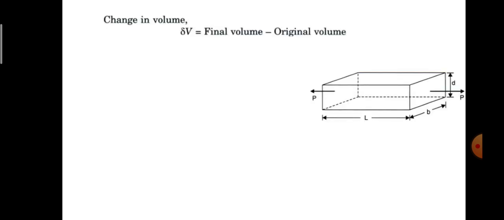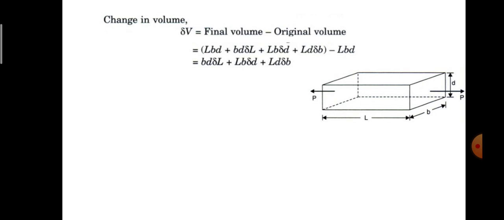So next I need to determine the change in volume. As we know, the volumetric strain is nothing but the ratio of change in volume to original volume. So the change in volume here is nothing but the final volume minus the initial or original volume. The final volume we have just found out, and the original volume is the product LBD. So if I simplify that, I'll get BD times delta L plus LB times delta D plus LD times delta B. So this is the change in volume.